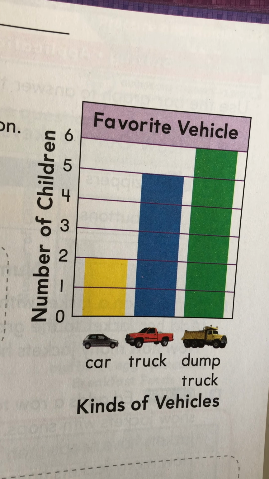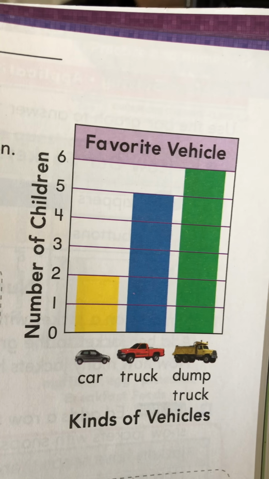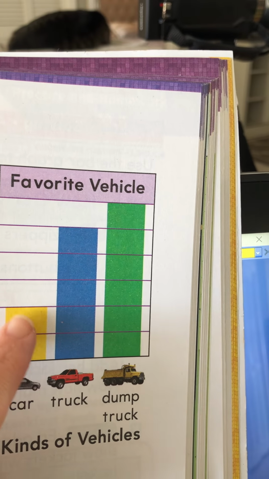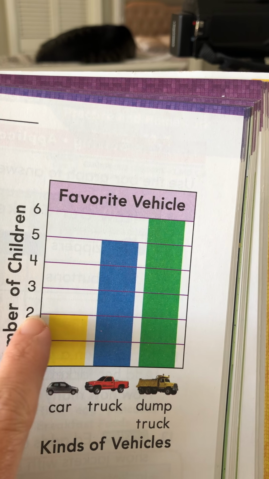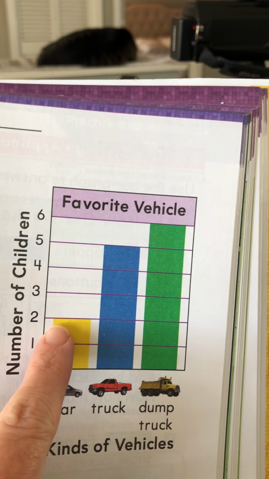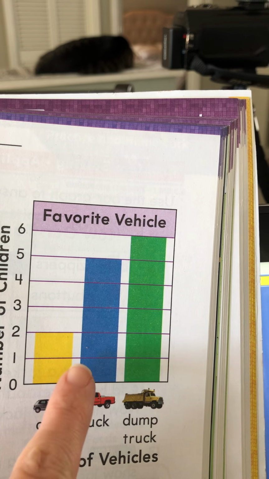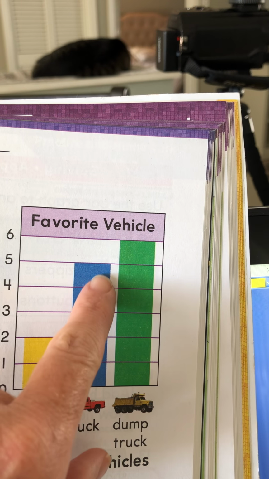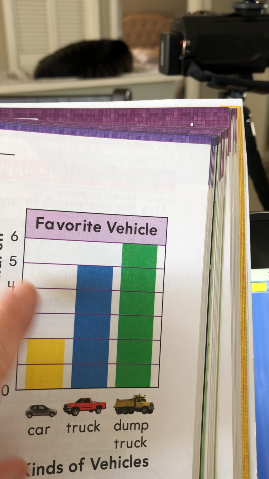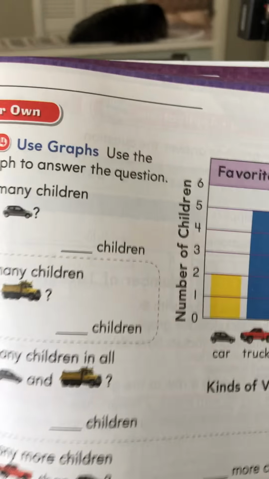So this graph is set up a little differently. It's going up and down instead of across, but we're still just going to find the end of the bar, or in this case, the top of the bar. And we're going to slide our finger over to find out how many children chose that vehicle. Okay, so we can see car. How many people chose car? 2. How many people chose truck? 5. How many chose dump truck? 6. All right, so let's answer some questions.